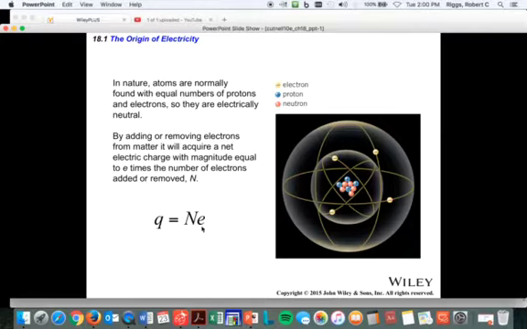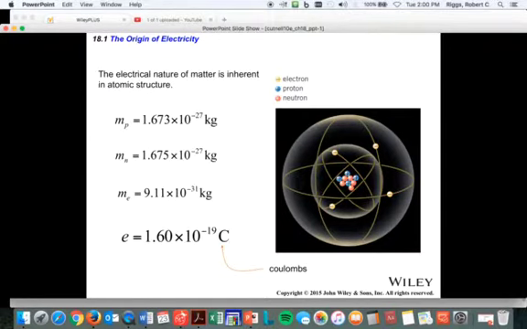That made no sense. Let me start over again. Let's back up. Notice, this is the base charge, and it can be plus or minus. A proton is positive 1.6 times 10 to the negative 19 coulombs. An electron has negative 1.6 times 10 to the negative 19 coulombs. Okay, so let's just do a sample problem.